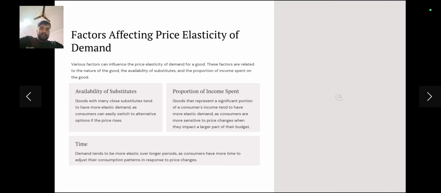Proportion of income spent: goods that represent a significant portion of a consumer's income tend to have a more elastic demand, as consumers are more sensitive to price changes when they impact a larger part of their budget. Time: demand tends to be more elastic over a longer period, as consumers have more time to adjust their consumption patterns in response to price changes.